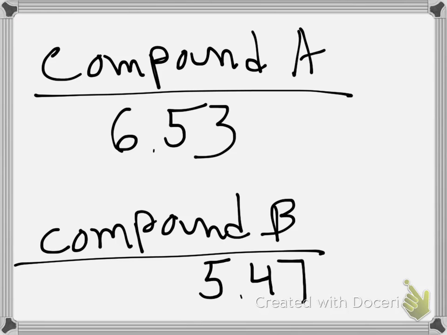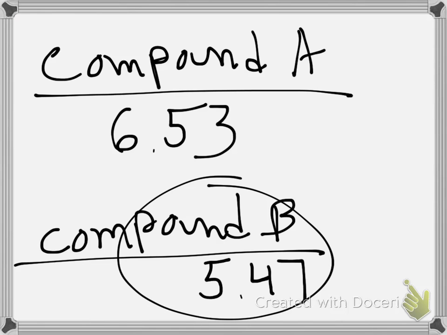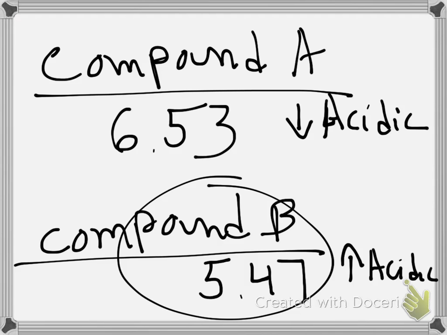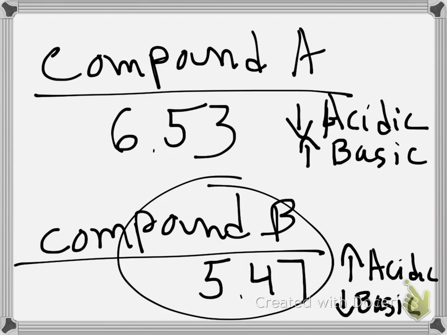If I ask you which compound is more acidic, it's compound B. Which means which compound is more basic? Well, that would obviously be compound A. Even though we say compounds below 7 are acids, clearly 6.53 is a higher number than 5.47. So compound A appears to be more basic, and it appears to be less acidic. So this is more acidic. This is less acidic. Okay. Which means this is less basic, and this one would be more basic. It's really just a play on opposites.